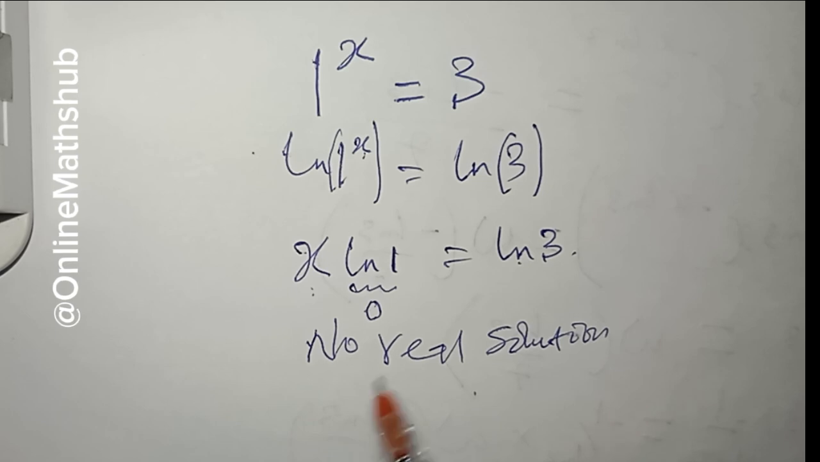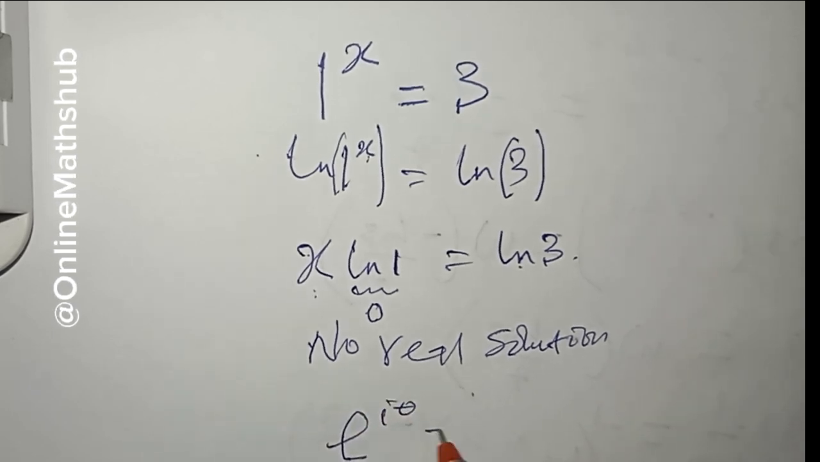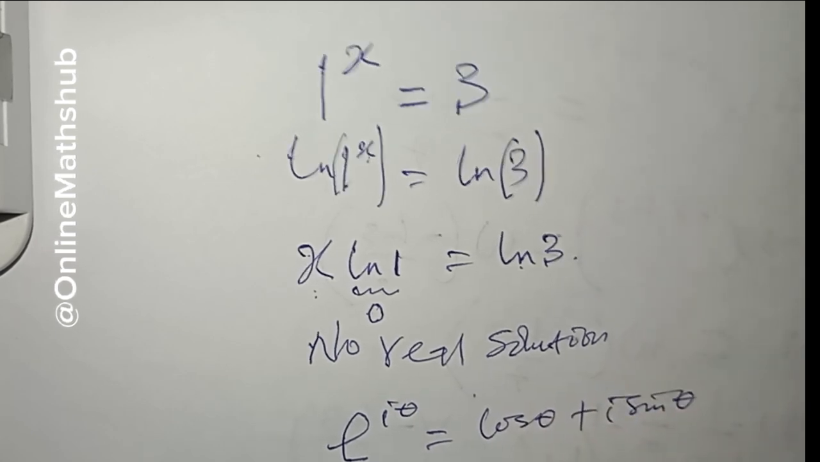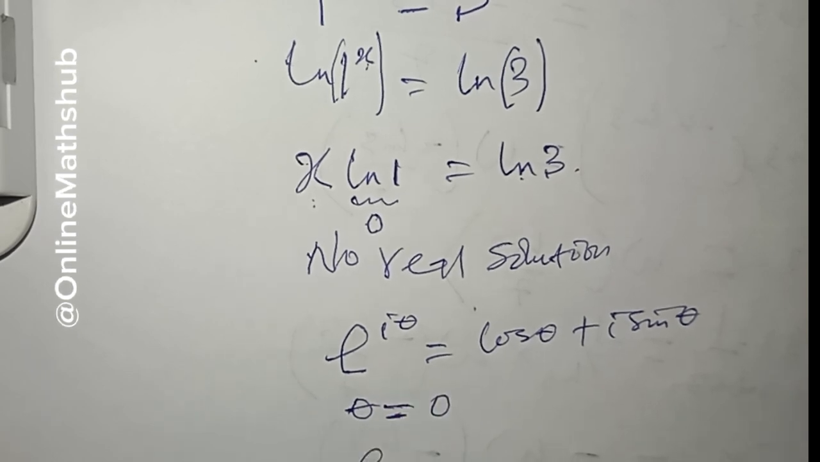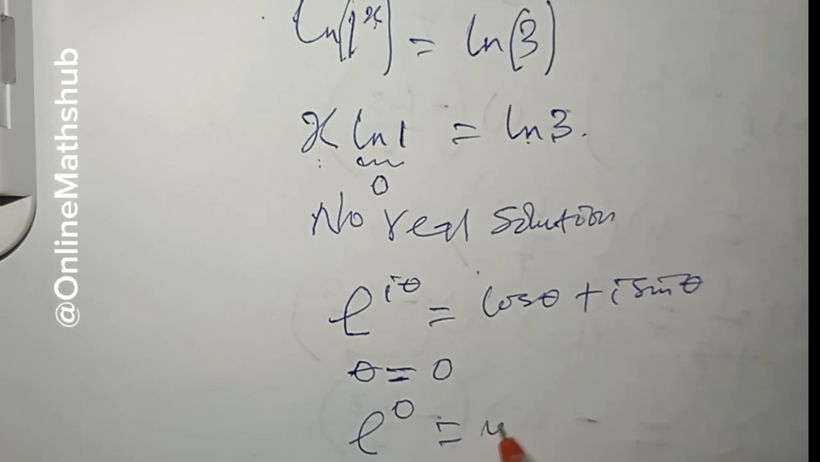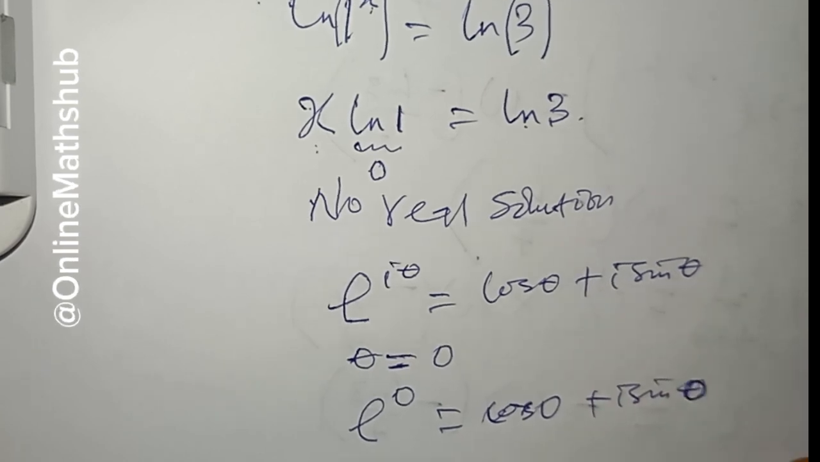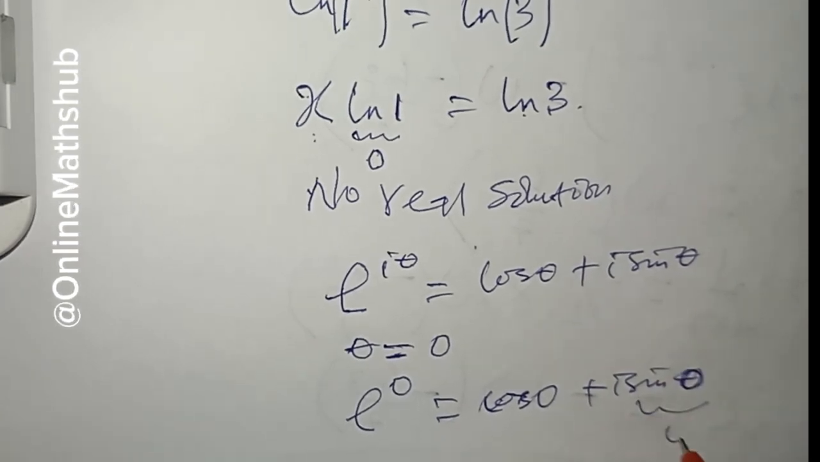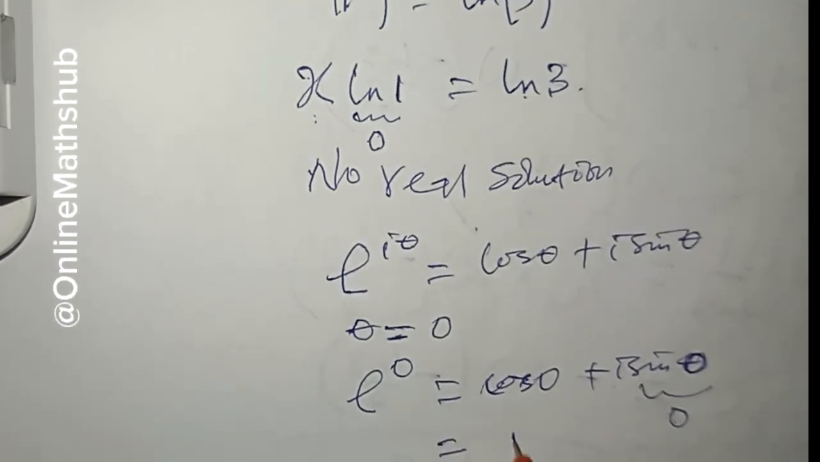You just need to remember the polar exponential equation, that is exponential i theta, which is defined as cos theta plus i sine theta. If we substitute theta equal to 0, we have exponential i times 0, which is exponential 0. This gives us cos 0 plus i sine 0. Sine 0 is 0, and 0 times i is 0, and cos 0 is equal to 1.